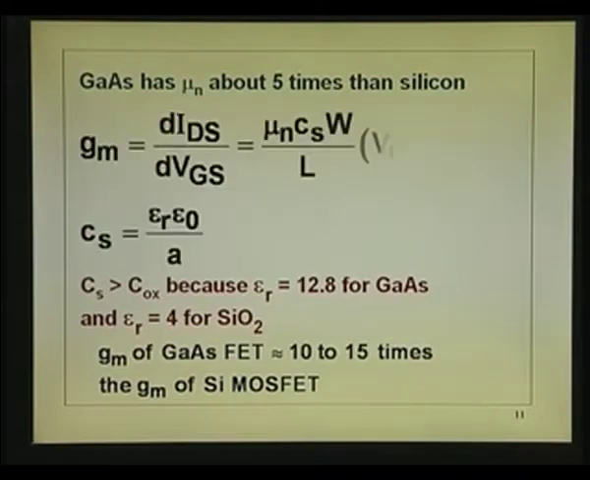Now, these are things which I have already mentioned in other references, that is, GM is better in the case of gallium arsenide FET, 10 to 15 times compared to GM of silicon MOSFET, because mu n is better, C s is better, because C s is larger than C oxide, because epsilon r is 12.8 in gallium arsenide, and epsilon r in oxide is 4. We have just told that more than once.